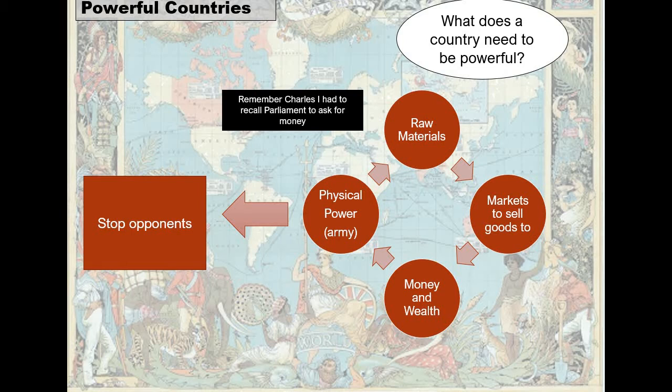So what it needs to get to this powerful state is it needs raw materials. It needs to be able to make and sell whatever it has. In order to be able to sell things, it needs a market or markets to sell things to. Think of your geography. This leads to money and wealth. This money and wealth can then lead to physical power, i.e. an army. This physical power can then lead to gaining more raw materials or stopping your opponents from having them. Again, that pushes on to more markets to sell to, greater money and wealth, and increased physical power.